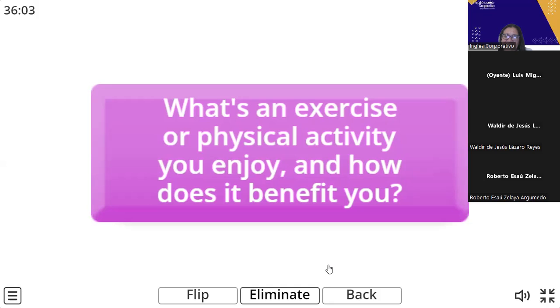Nice. How does it benefit me? Because my work is in an office, I think that because I walk, I stay in shape. Working in an office and sitting so many hours in front of a computer is not really beneficial for physical health. Yes, true. And it's something easy to do.